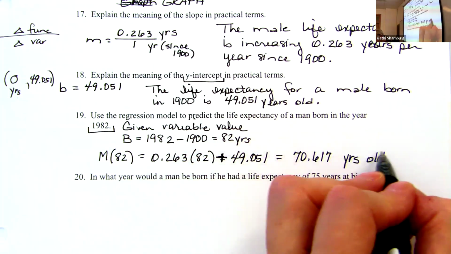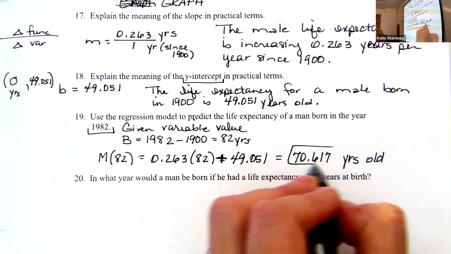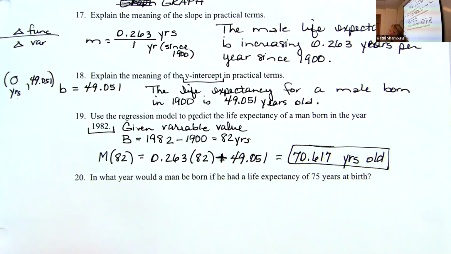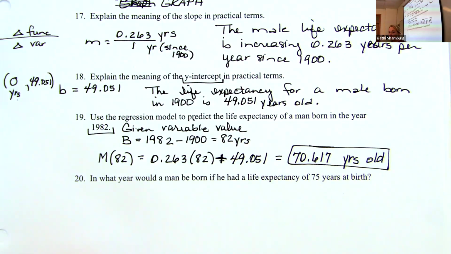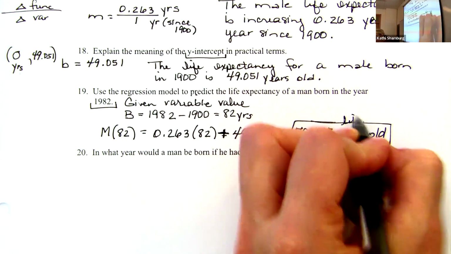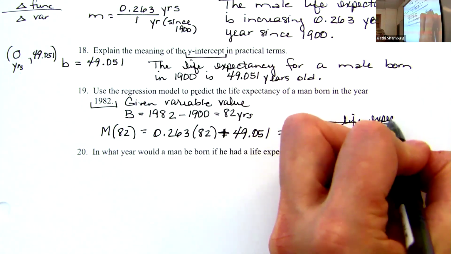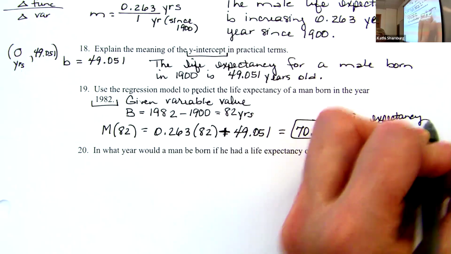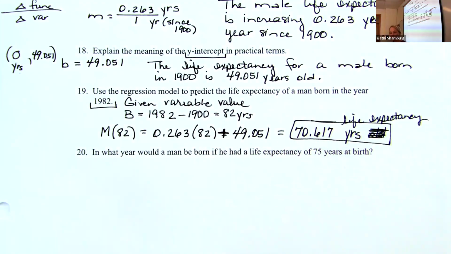If I was born in 1982, or a male, that would be their life expectancy. Maybe life expectancy years. That probably is better.